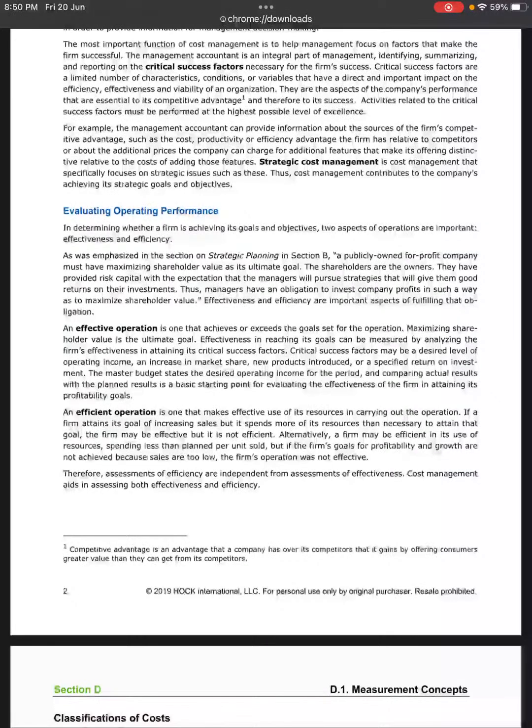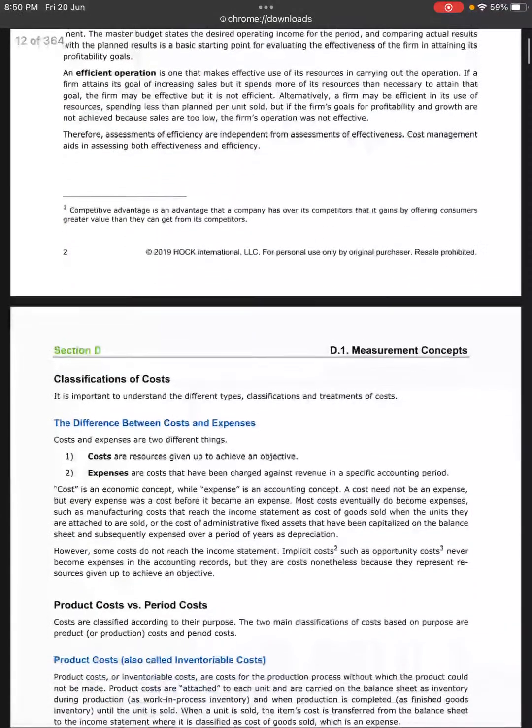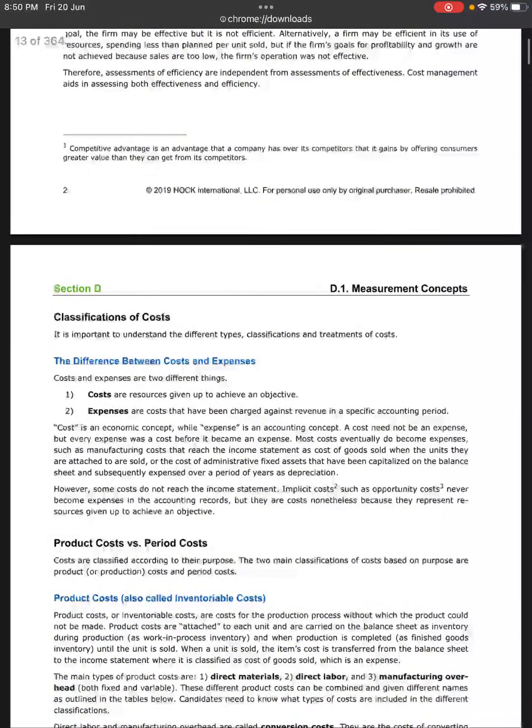Evaluating operating performance. How can we evaluate the operating performance? That is, operating effectively or not, efficient or not. This will be evaluated. And another thing is this classification of cost.